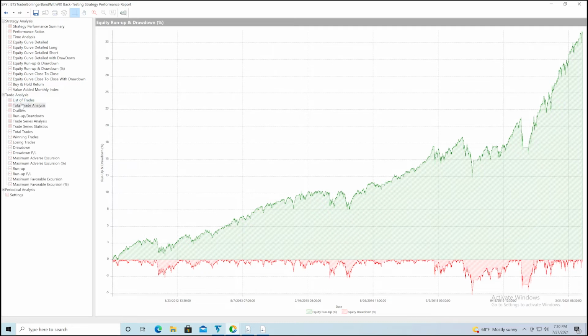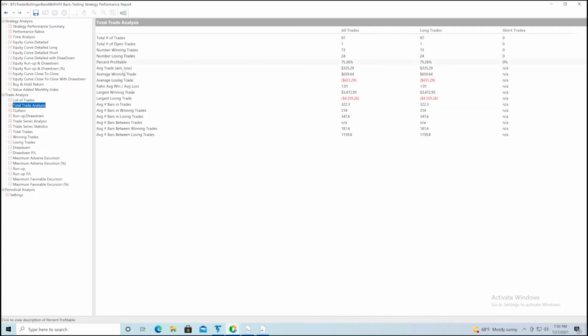So total trade analysis. Average trade is $335. As you can guess, it's definitely much higher because we have a lot fewer trades and the net income is a lot more. Let's see, our average losing trade 651, average winning trade around the same.